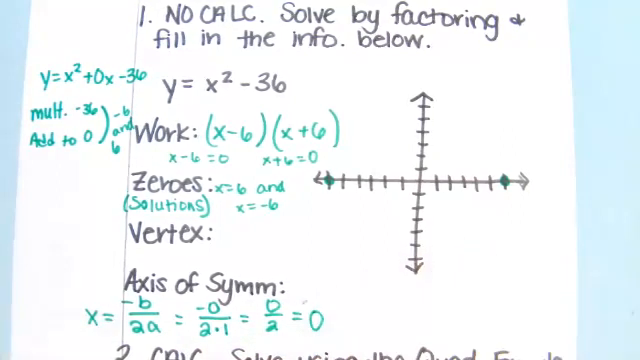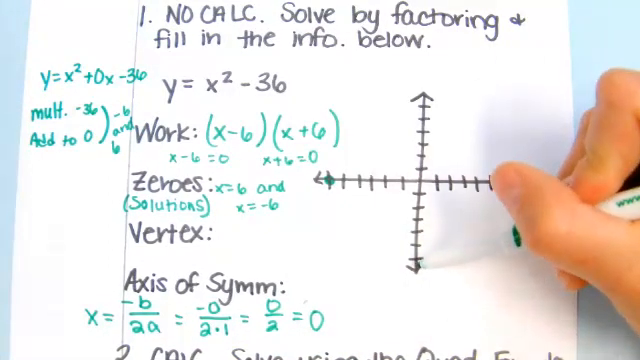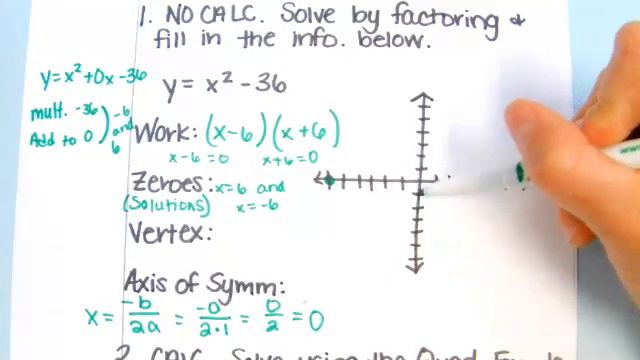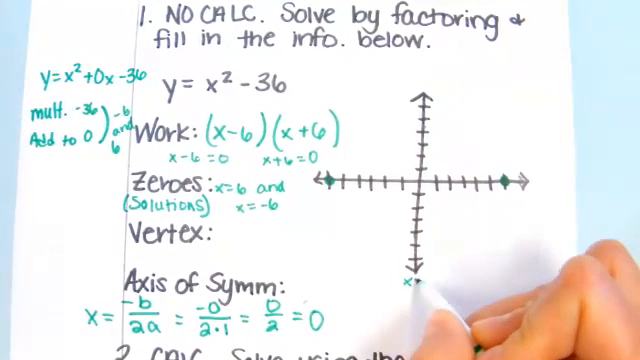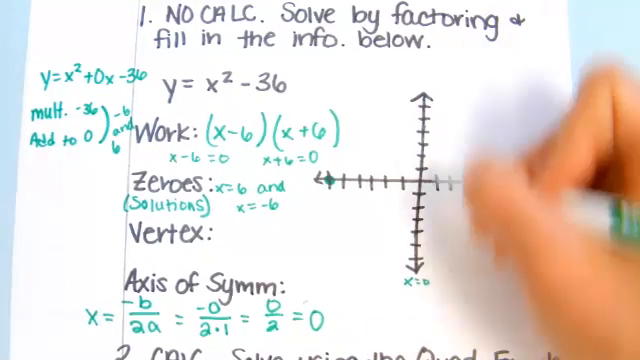0. So my axis of symmetry is where x equals 0. Where's that? The middle. This is my axis of symmetry right here, right on the y-axis, technically. The x equals 0 line is the y-axis here.